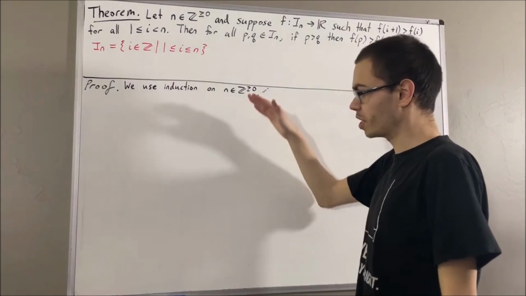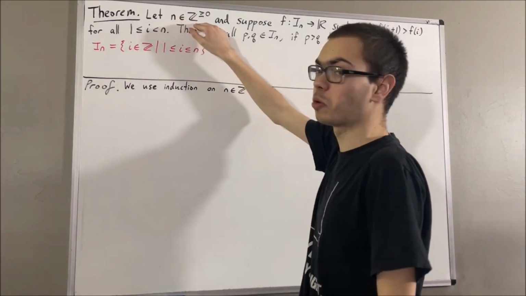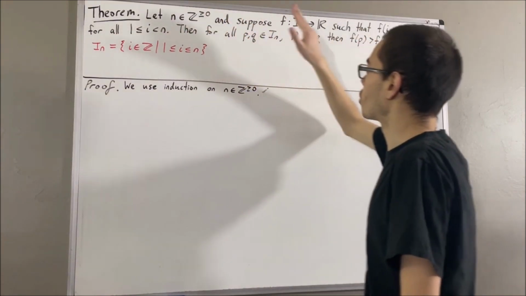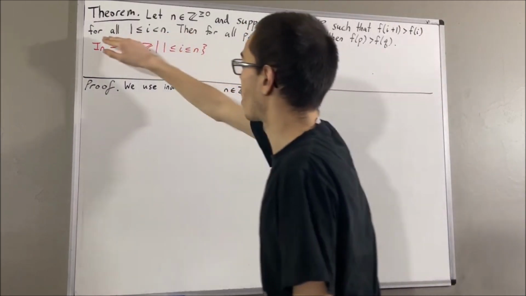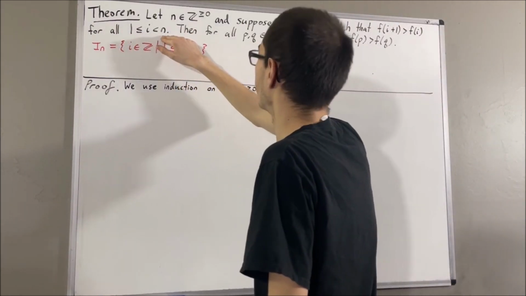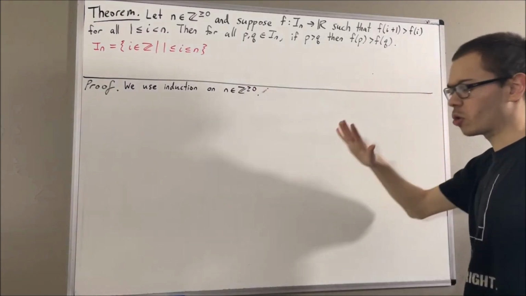And so we're going to use induction on n to show for all integers n greater than or equal to 0, we have for all functions f from I_n to R which have this property, then the function must have this property as well. So let's start with the base case.